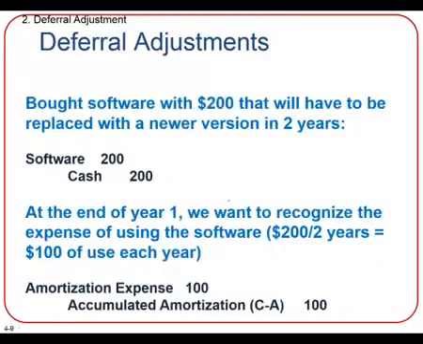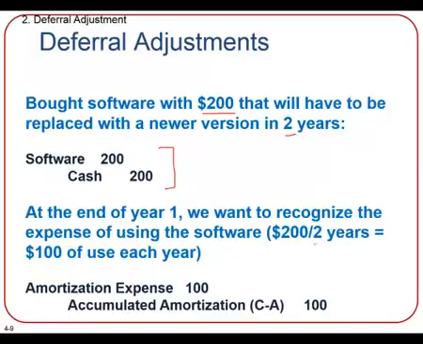So if we bought software with $200 that will have to be replaced with a newer version in 2 years, then we'll go ahead and record that we bought that software and we paid cash. That's our journal entry. Software goes up, cash goes down. And then at the end of the first year, we want to recognize the actual expense. We need to do that for the expense recognition.